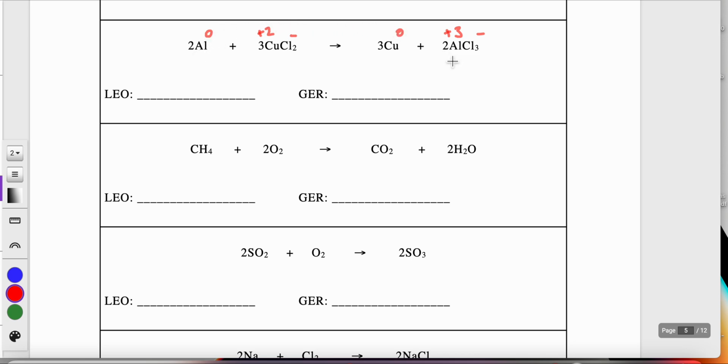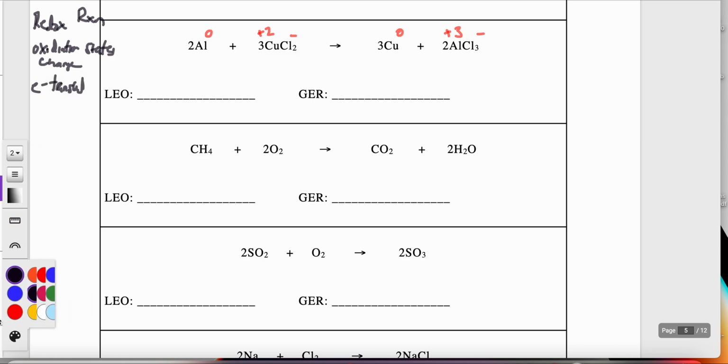to its ending, it's different. Cu's oxidation state starting to ending, it is different. So first thing that I'm going to note is that this is actually a redox reaction. So this is an example of a redox reaction because the oxidation states have changed. That means that there are electrons being transferred. So electrons are transferred in this reaction.